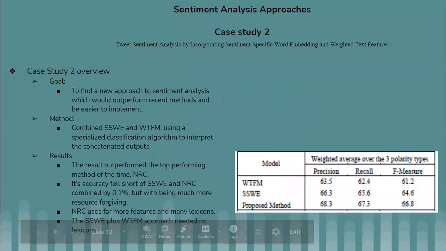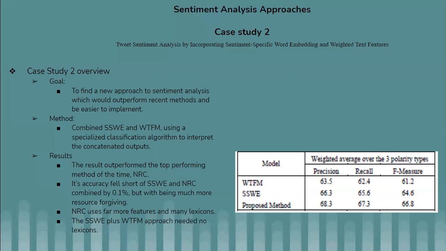So, what did the authors want to do? They wanted to find a new approach to sentiment analysis which would outperform recent methods and be easier to implement, perform better, and be a bit cheaper. So they decided to combine SSWE and WTFM together using a specialized classification algorithm to interpret the two's concatenated output.